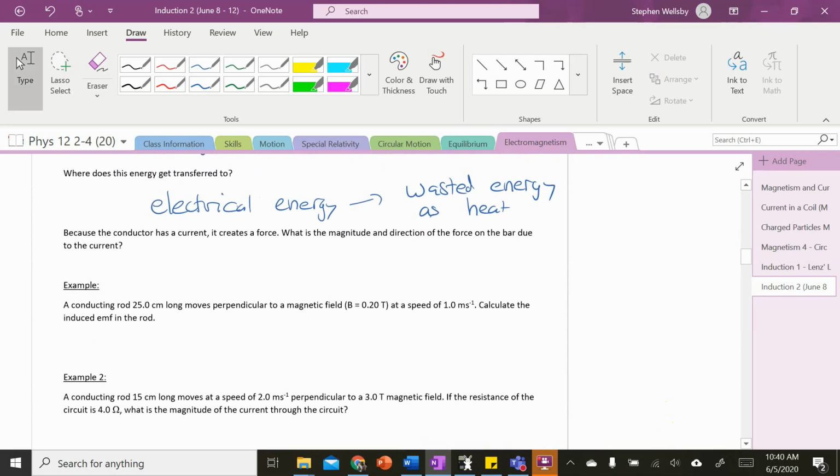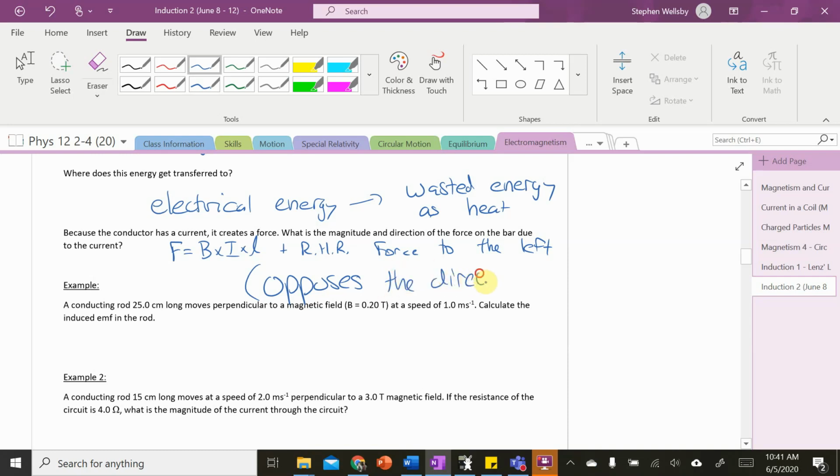So what you're going to find here is that using this formula, F equals B times I times L, plus using the rule, we're going to find the force is to the left. And more importantly, it opposes the direction of motion. Okay, so it's always going to oppose the direction of motion.